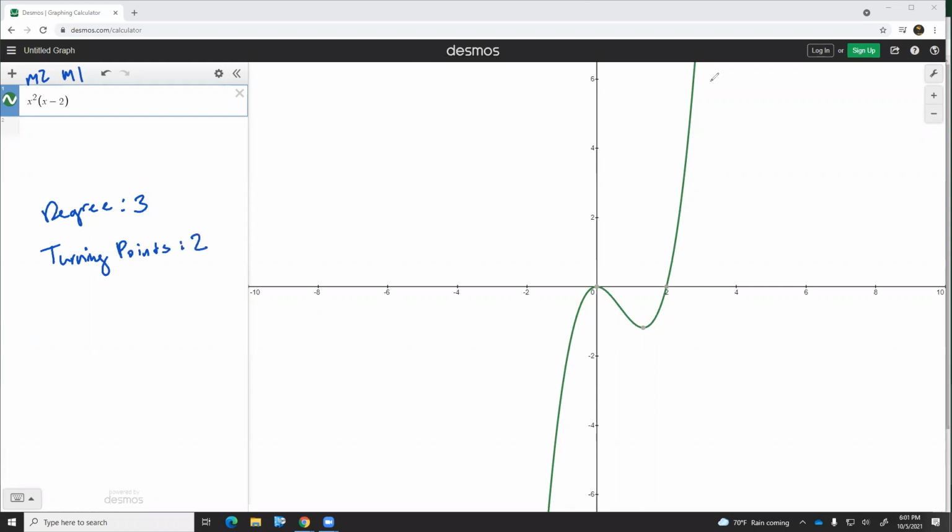Okay. Question right there. I know it's going up and back down and back up. You don't count it back up. It's going back up.